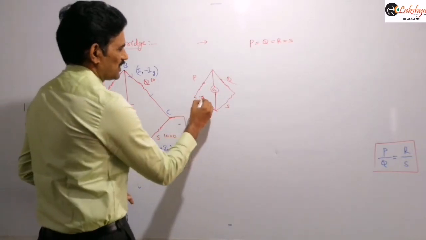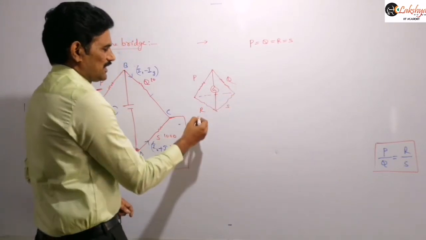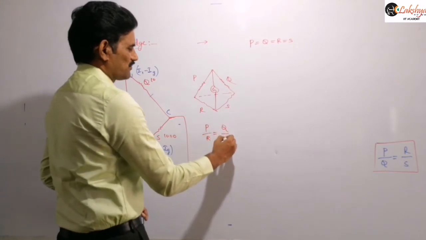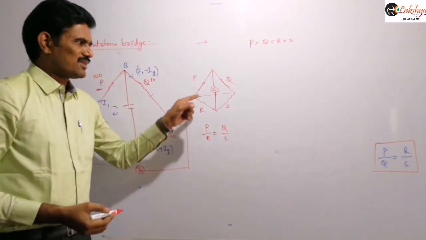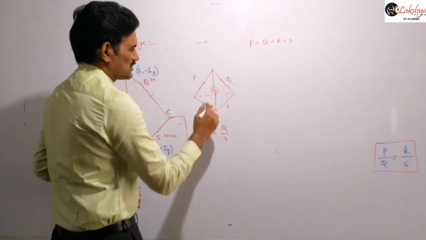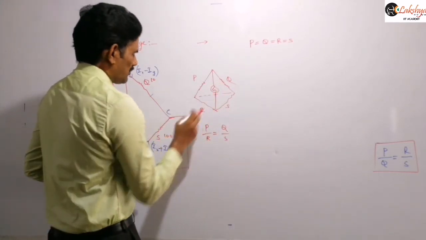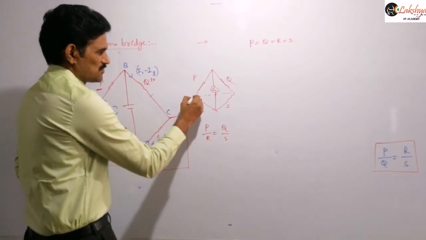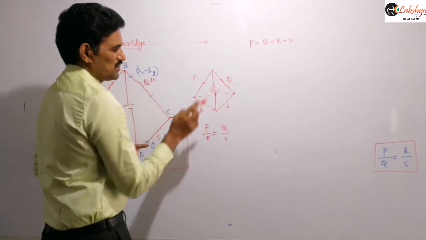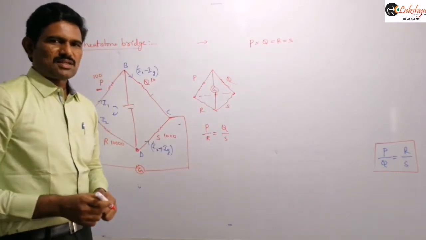Now the galvanometer we are connecting between these two junctions. Then actually our condition should be P by R must be equal to Q by S. If the galvanometer is connected like this, between these two junctions, then the ratio of these two resistors must be equal to the ratio of these two resistors. So P by R must be equal to Q by S. Then that is the balancing condition there.